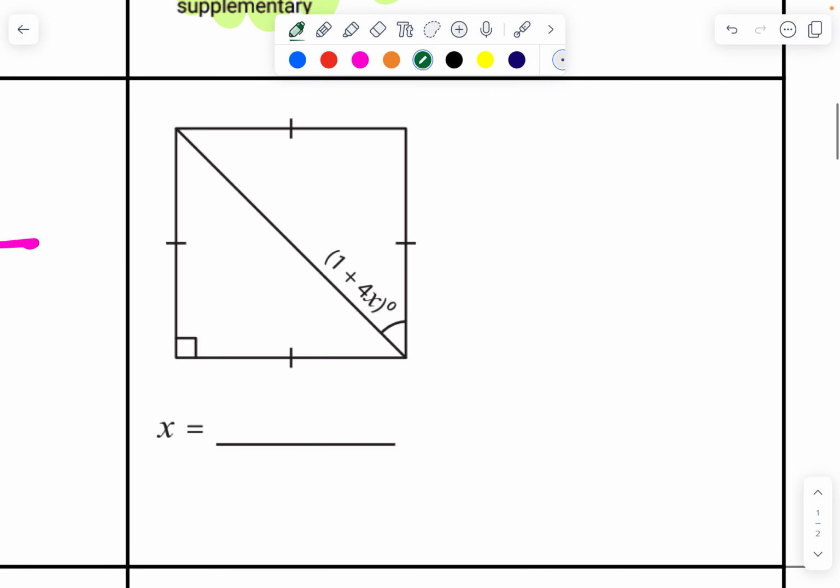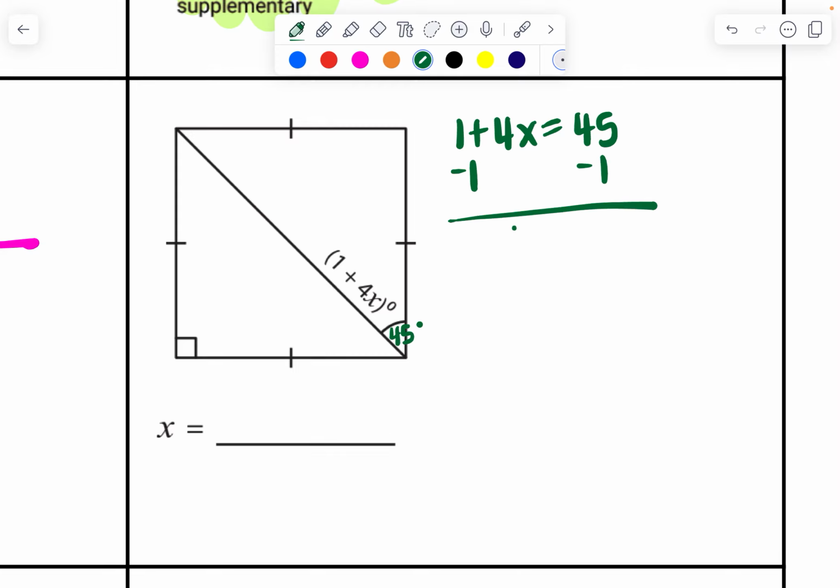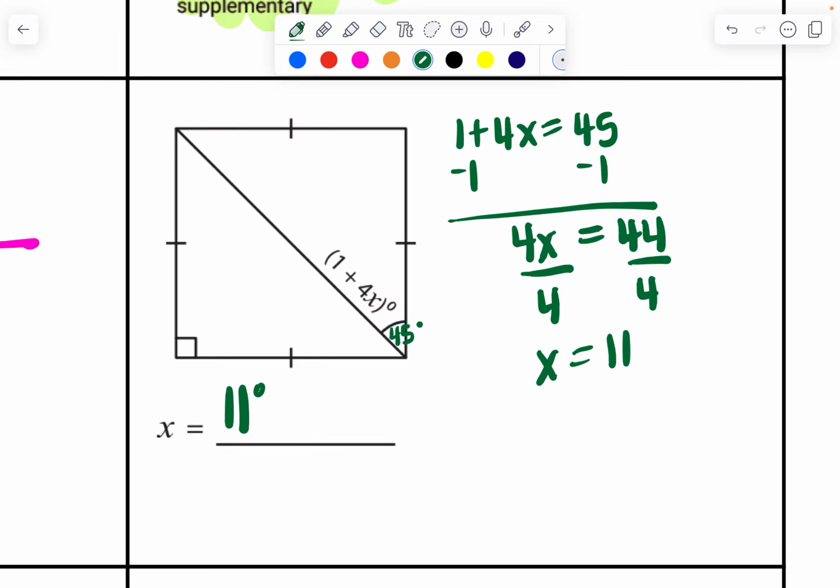So if we look here, I know that this angle is 45 degrees. So 1 plus 4x is 45. Take 1 from both sides. 4x is 44. Dividing by 4, we'll get x is 11. So 11 degrees.